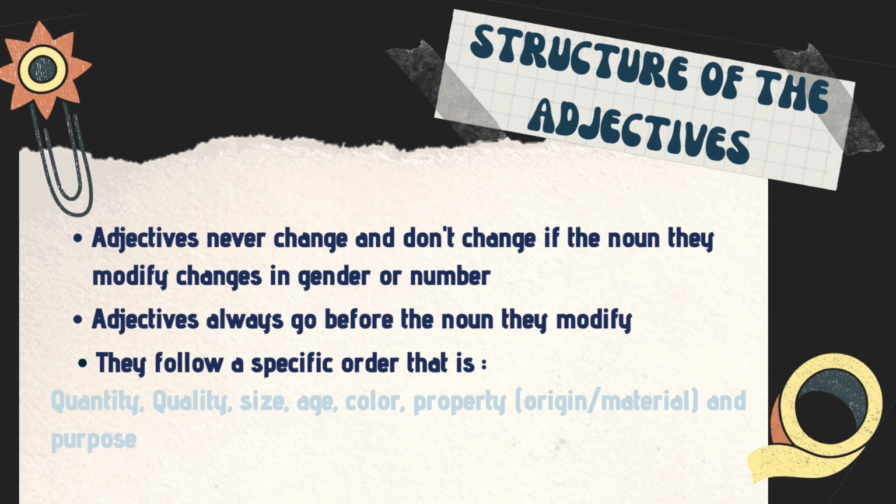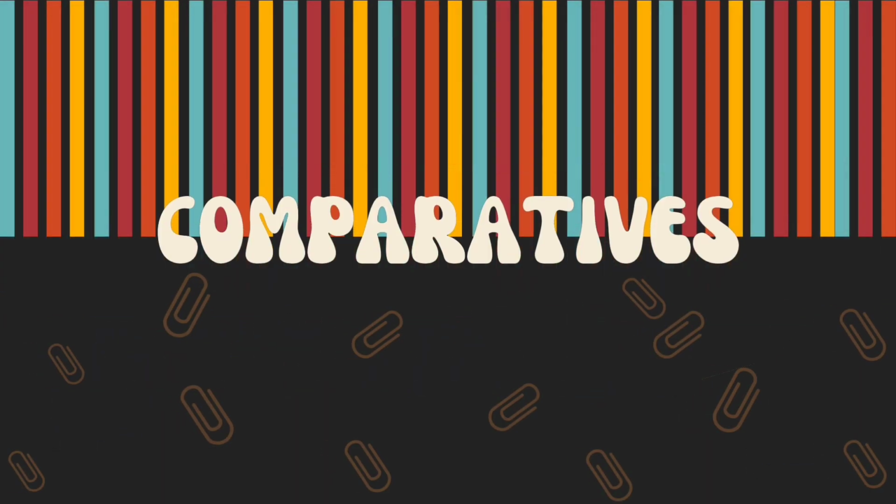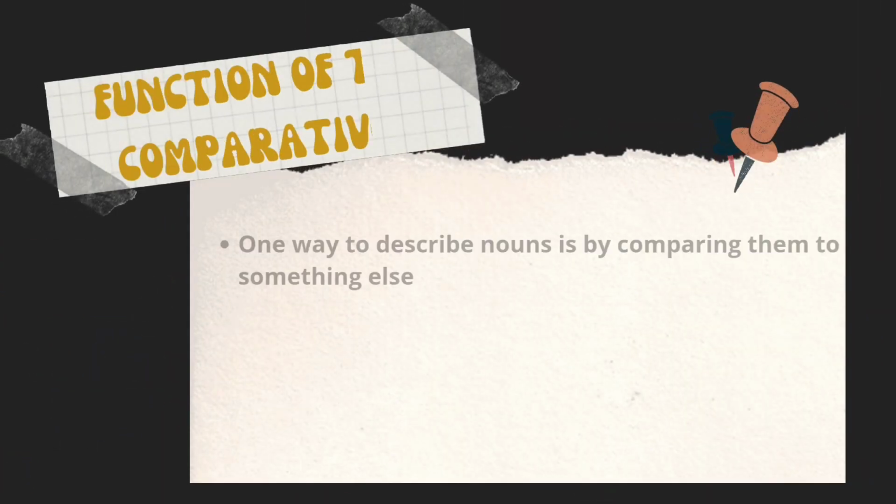It's important to remember that some words may act as adjectives, even if they are not, such as past participles, gerunds, and nouns. Comparatives is a special form of adjective.